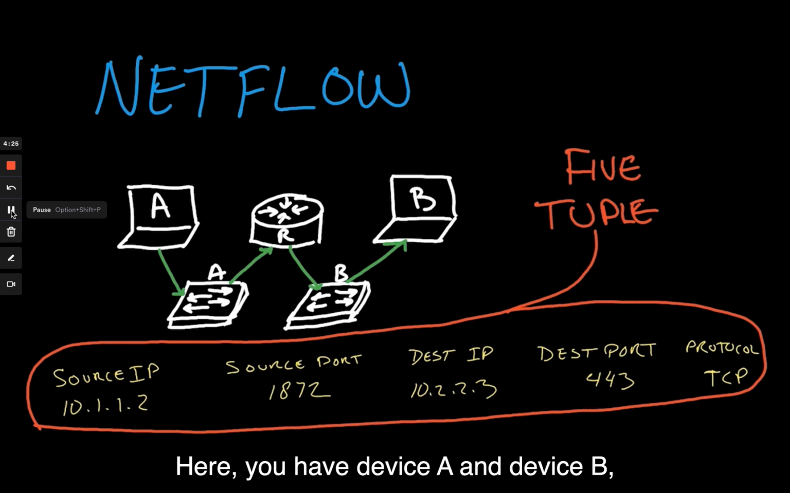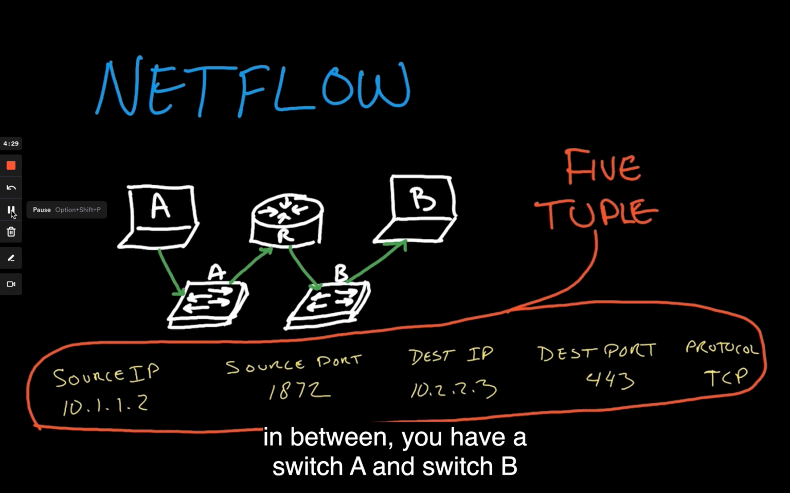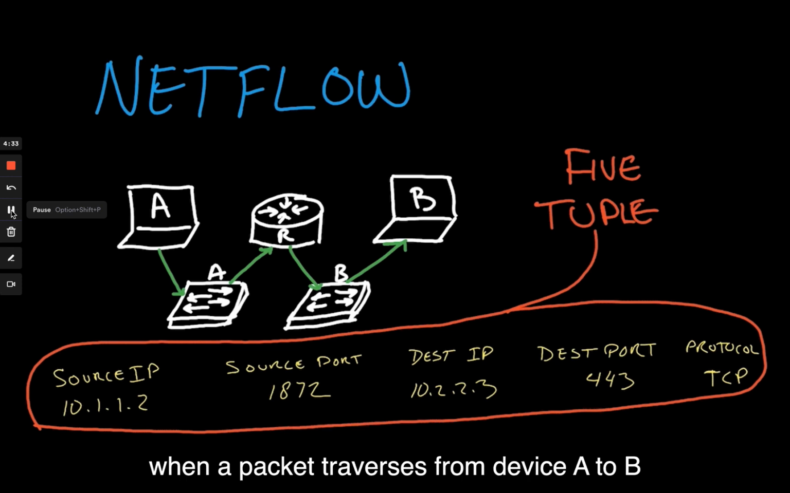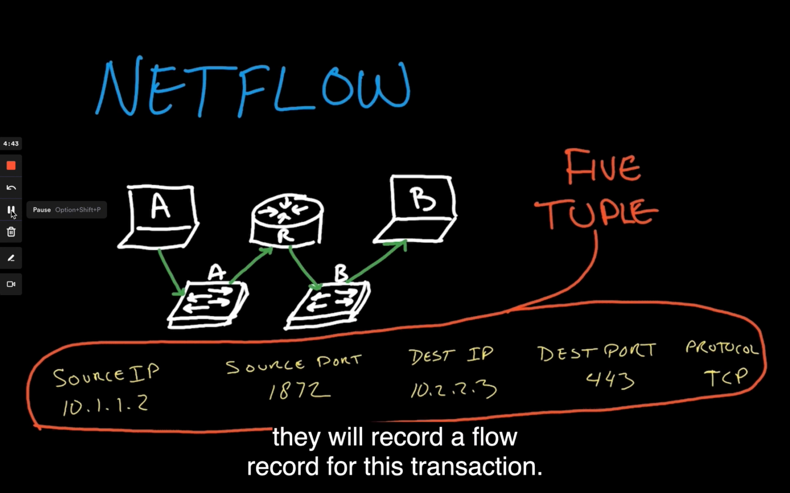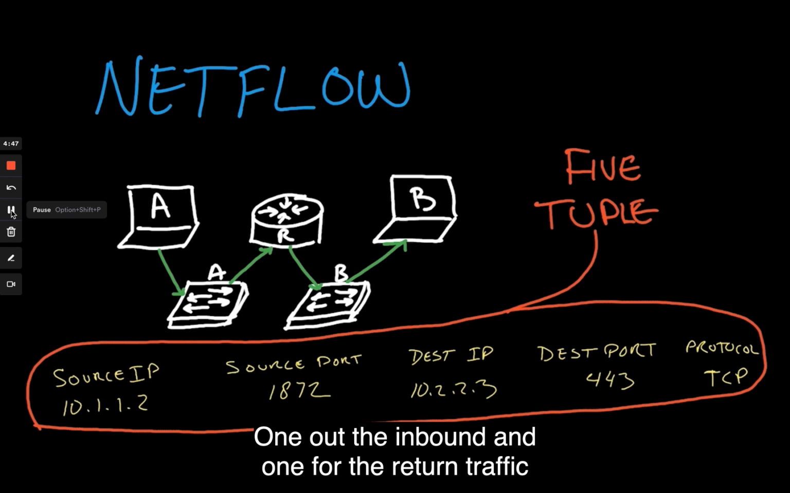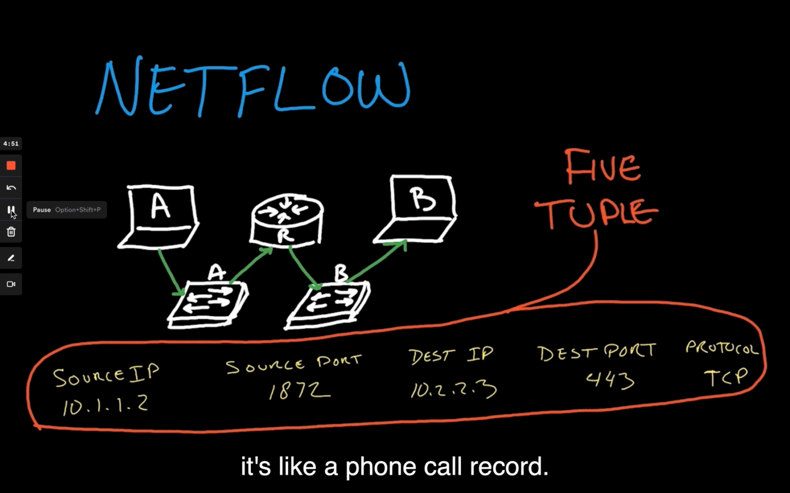Here, you have device A and device B. In between, you have a switch A and switch B, as well as router A. When a packet traverses from device A to B, it touches each of these devices. If these devices are capable of Netflow, they will record a flow record for this transaction, one out the inbound and one for the return traffic. It's like a phone call record.